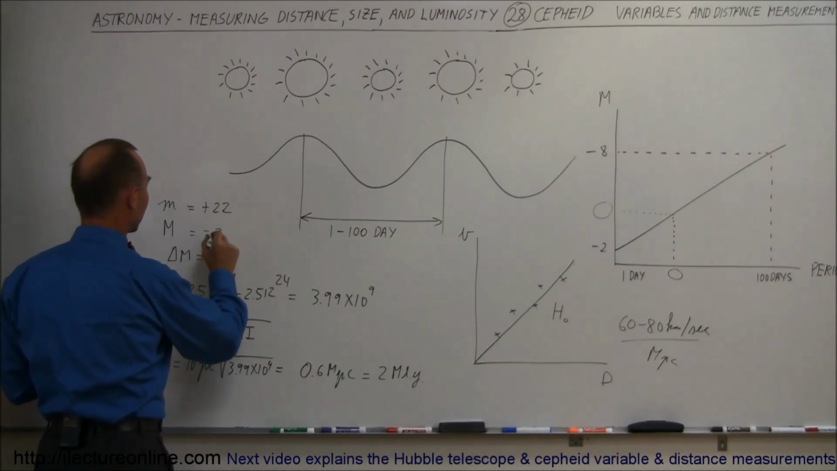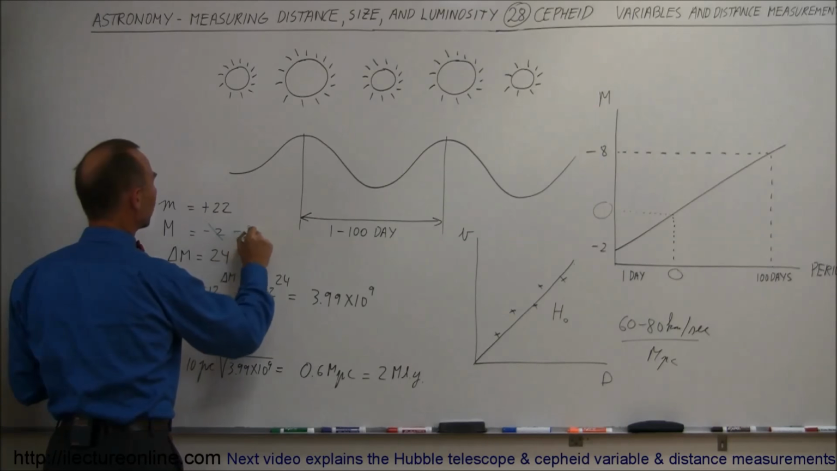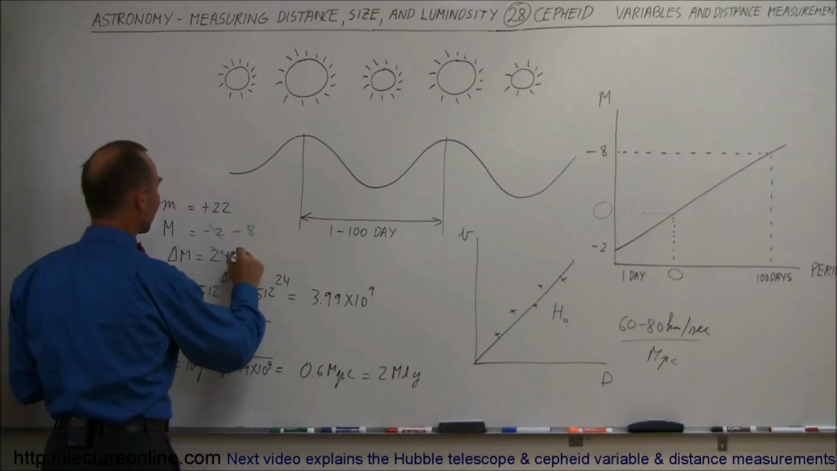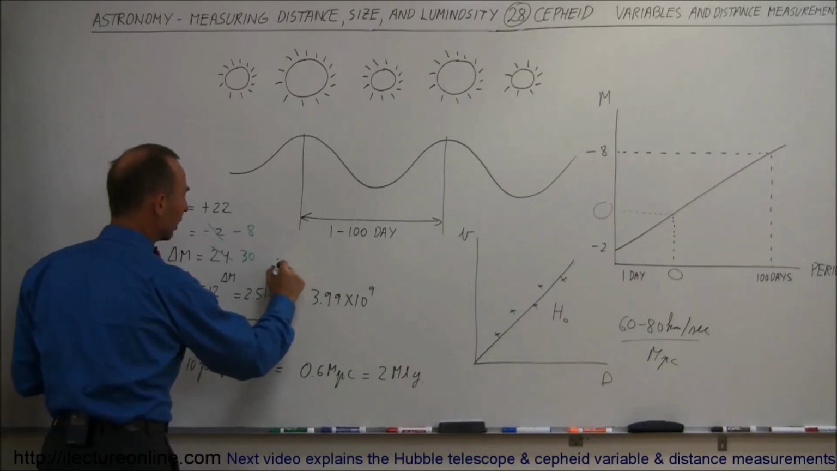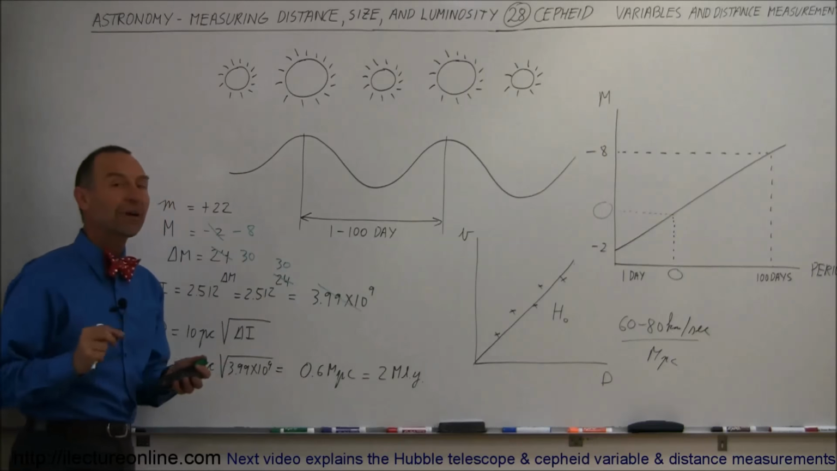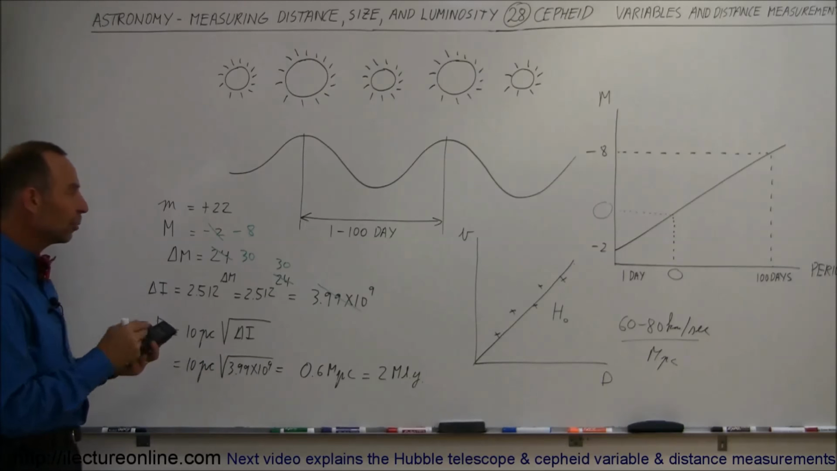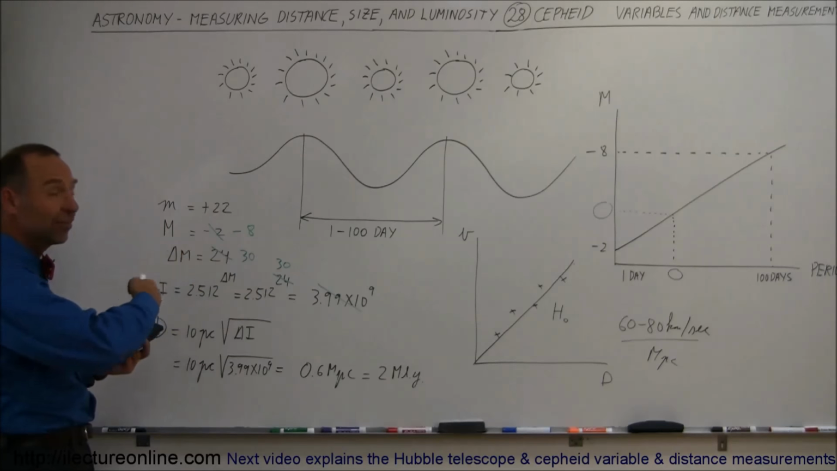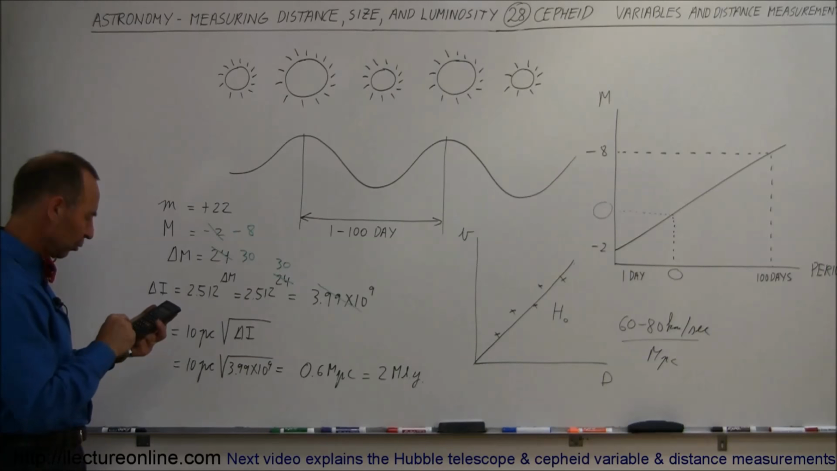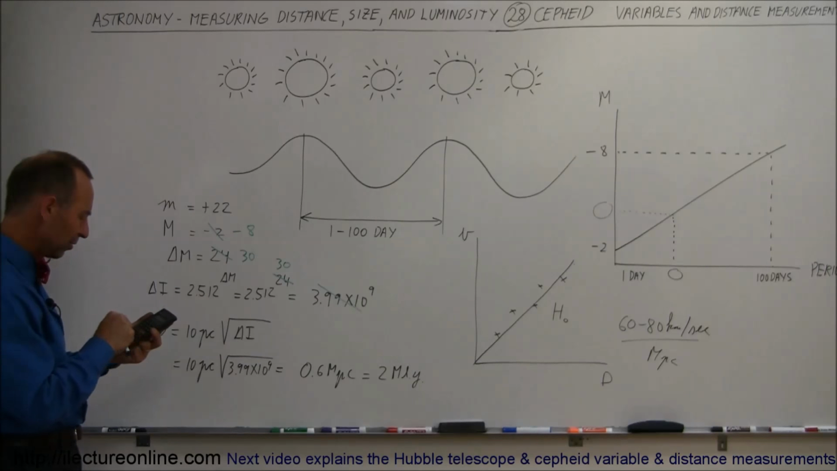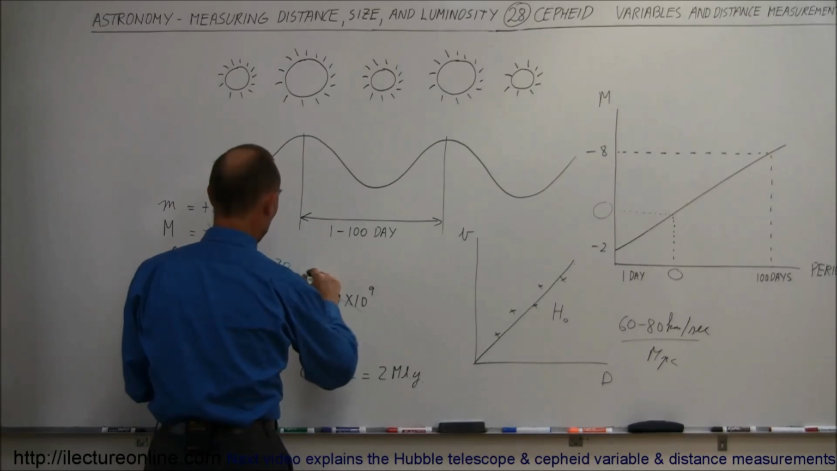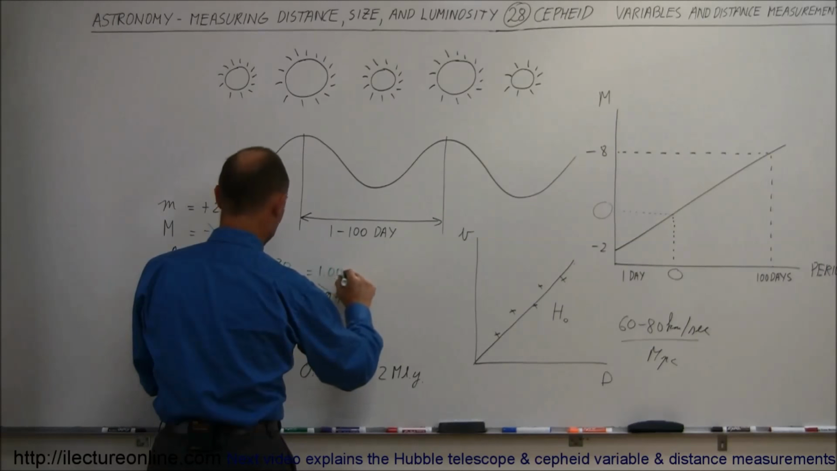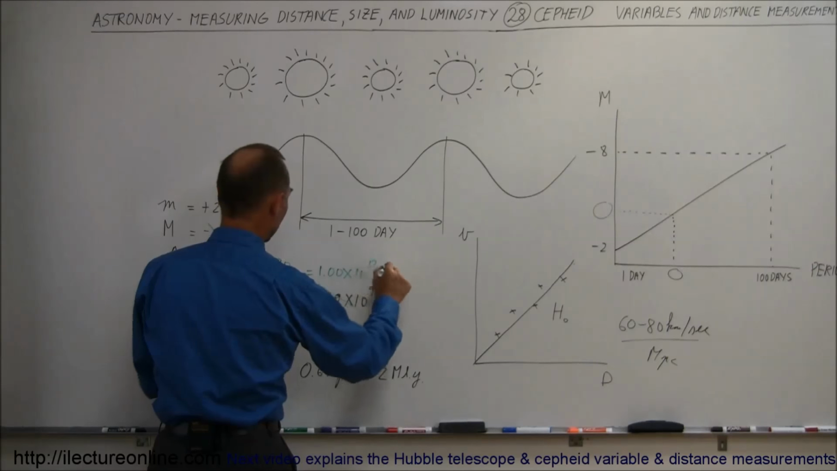So instead of a magnitude of -2, we now have a magnitude of -8, which is a difference of 30. So that means we're going to change this to a 30, and so we're now going to get a new value for the difference in intensities between seeing it at 10 parsecs and seeing it where it actually is. So 2.512 raised to the 30th power, that's equal to 1.00 times 10 to the 12th.